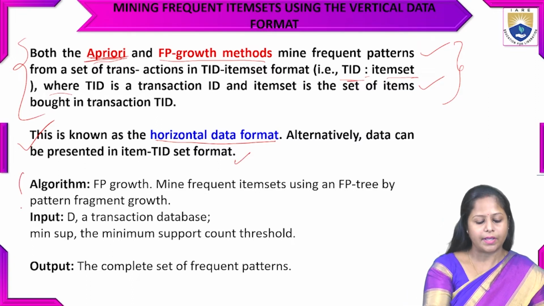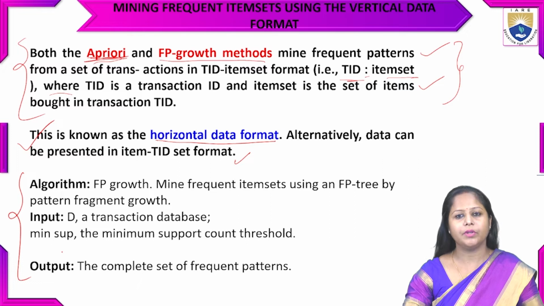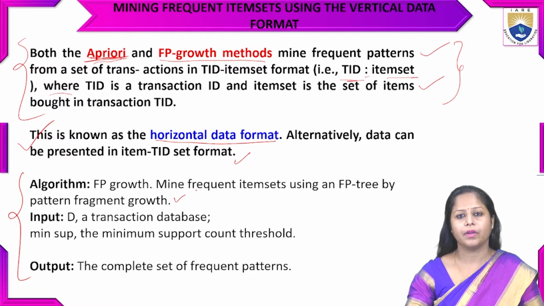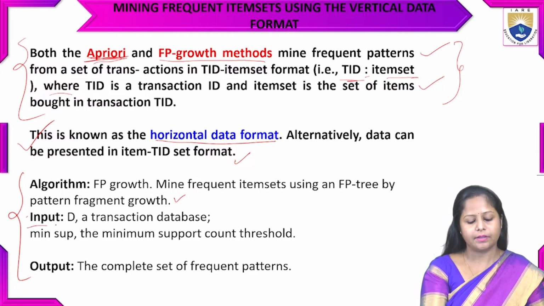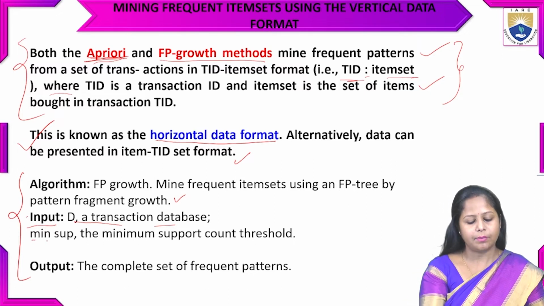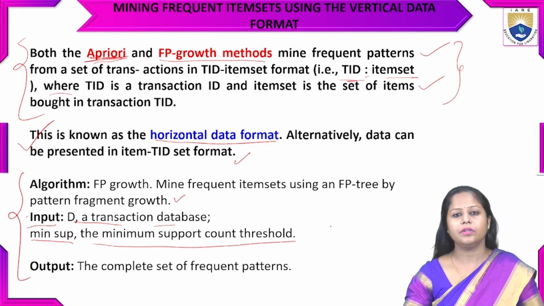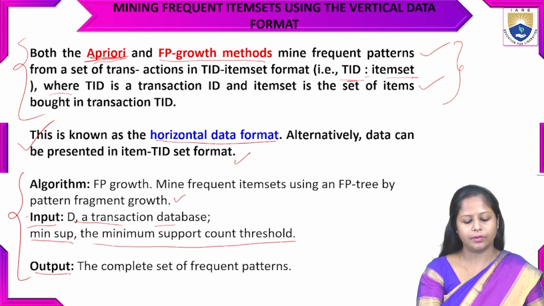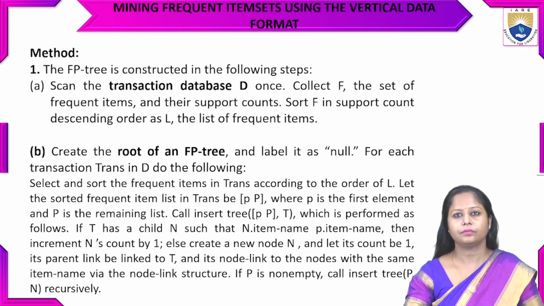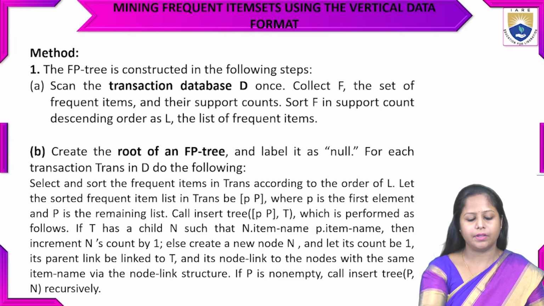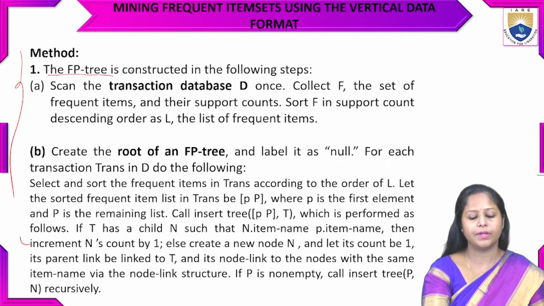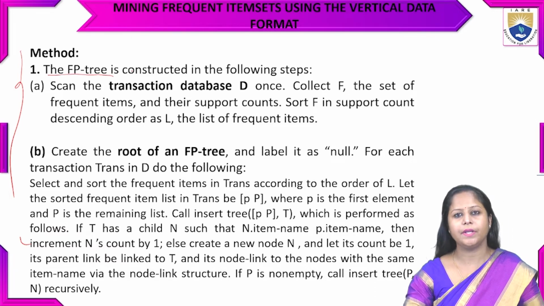The algorithm is FP growth: mine frequent patterns using an FP tree by pattern fragment growth. The input is D, a transaction database, and the minimum support count threshold, and the output will be the complete set of frequent patterns. In the method, the first step is to construct the FP tree.